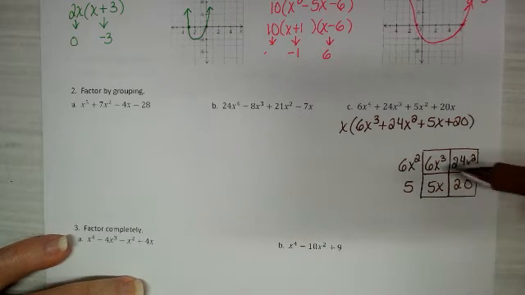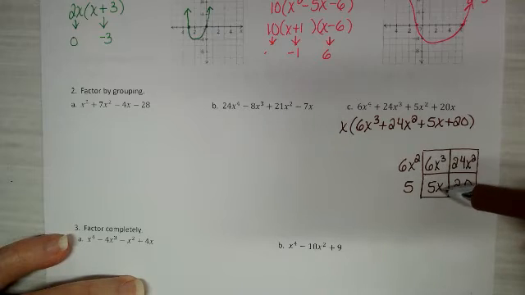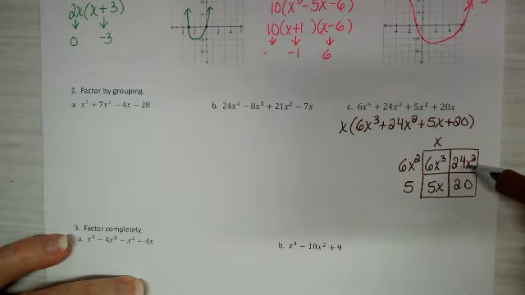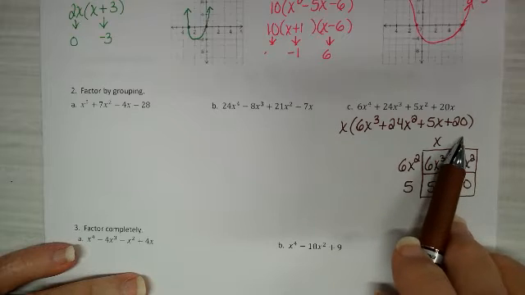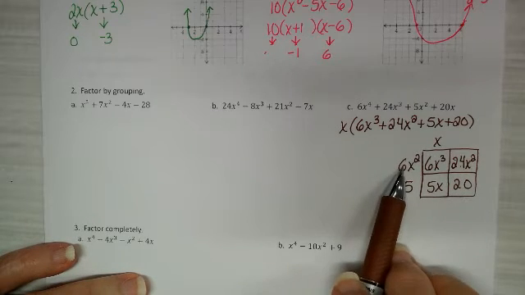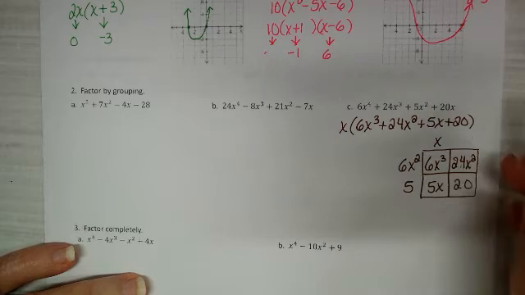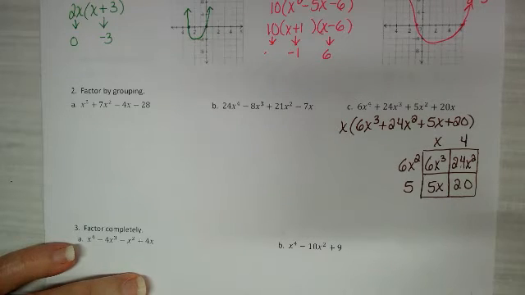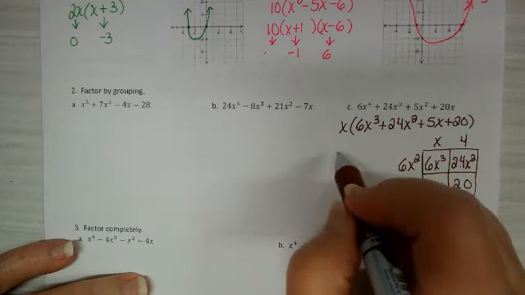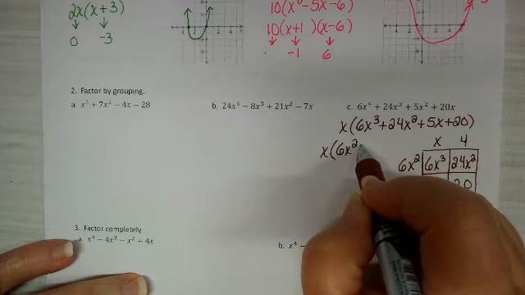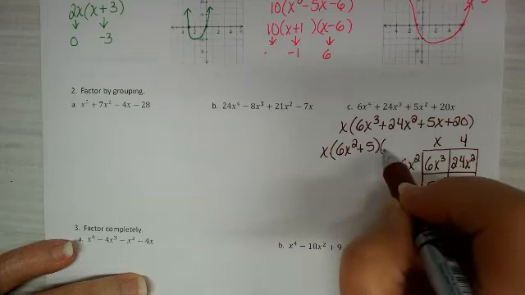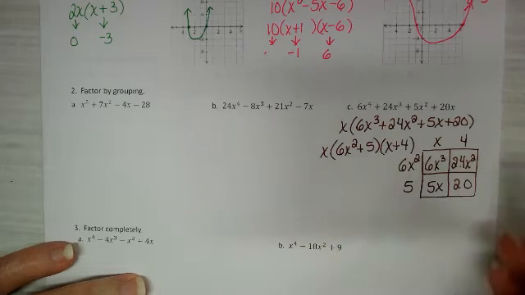I go with 5. Now let's go vertically. 6x to the third and 5x, that's just an x. And then 24x squared and 20. What do they have in common? If you're not sure, you can look over here and go, well, 5 times this number has to give me 20. 6 times this number has to give me 24. So that helps you to pick out that it's a 4. So my final factored answer is x times (6x squared plus 5) times (x plus 4).